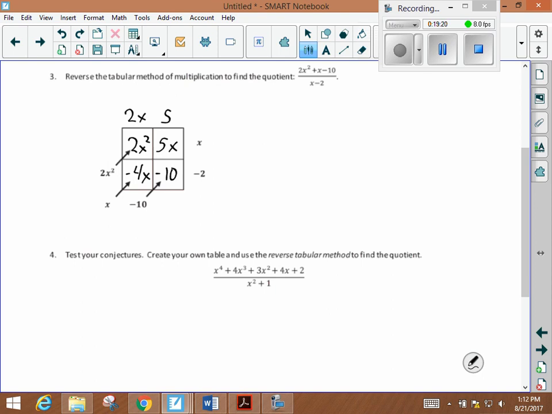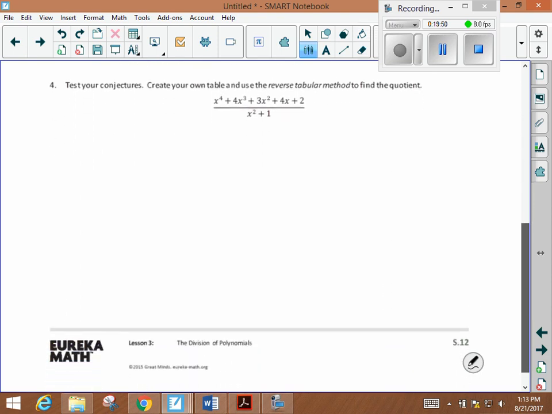Awesome when those two match, right? Because that means that I don't have a remainder. So then I can say that this quotient, 2x squared plus x minus 10 divided by the quantity x minus 2, is equal to 2x plus 5. Don't worry, we'll do more examples.